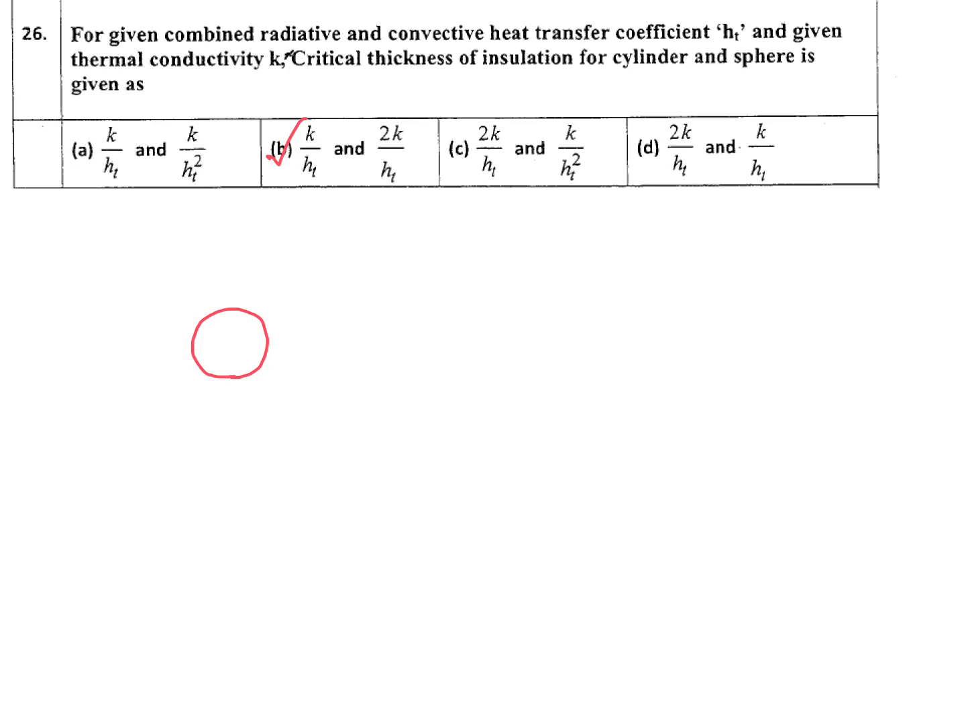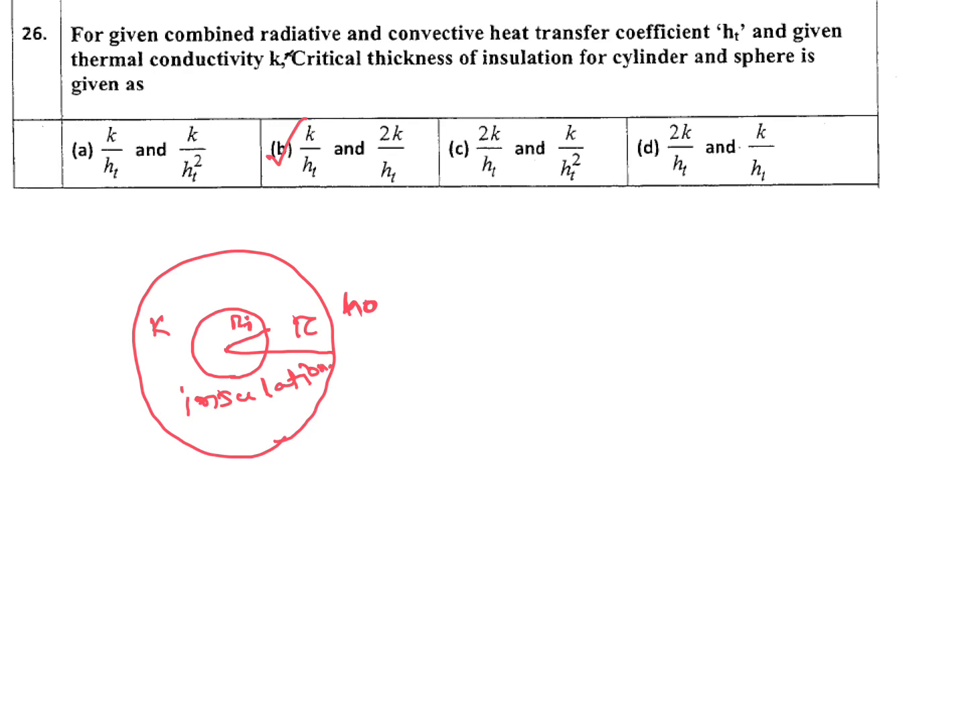Here, this is Ri, R suffix I. This is R, the outside convective heat transfer coefficient, and K, this is insulation. We have to find the critical radius.